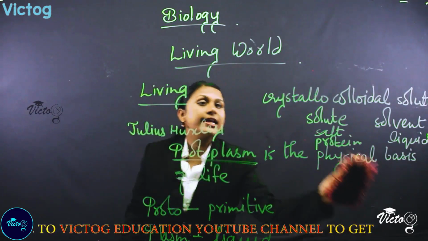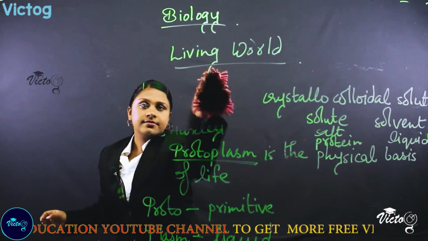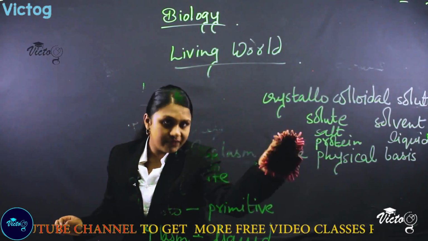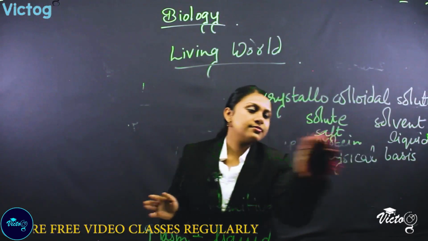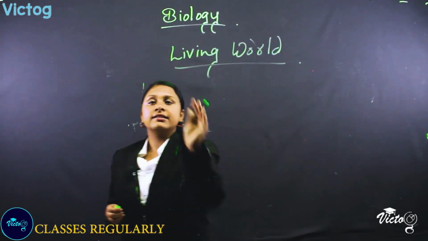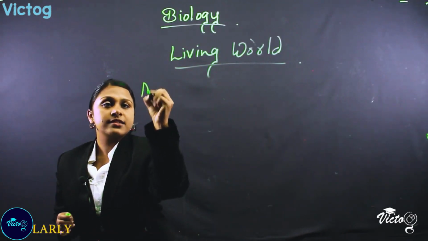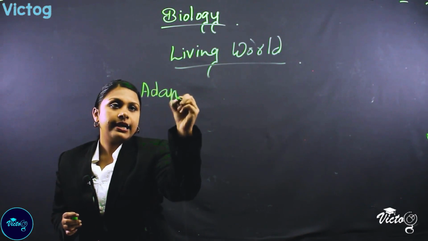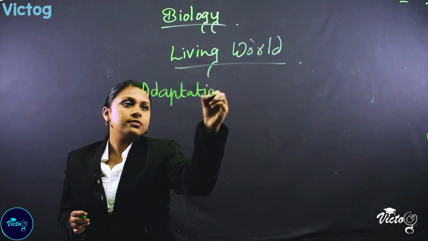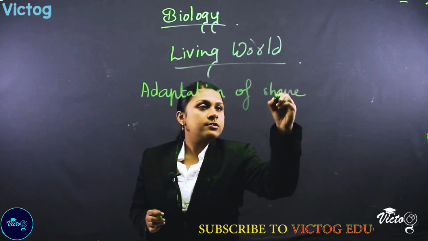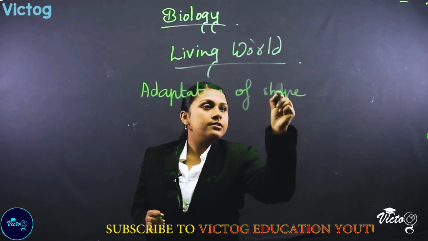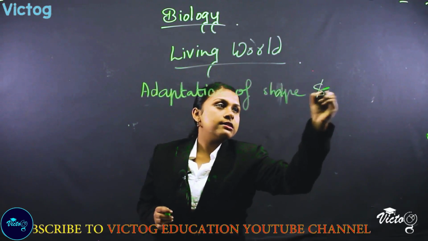Now we are going to tell about the characteristics of living beings which help us to distinguish living from non-living beings. First characteristic: adaptation of shape and size.